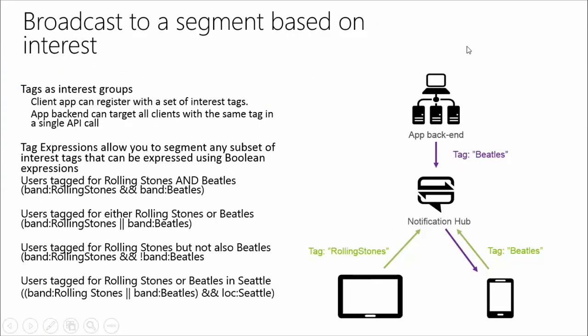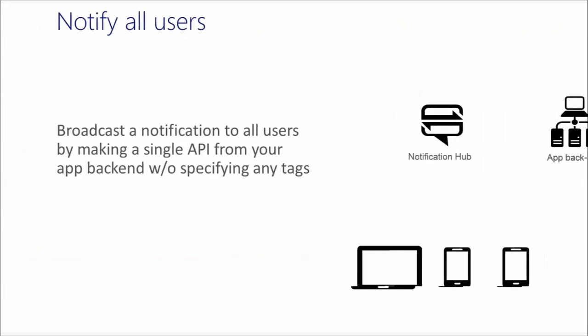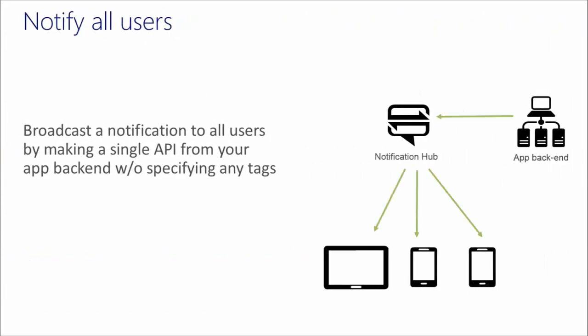Here's a particular scenario where we want to broadcast to a segment based upon interest. So people are registering and saying, I'm interested in the tag Rolling Stones, for example. When the backend has some information about that, the notification hub says, well, who's interested at this point in the Rolling Stones or in the Beatles? And it's pushed to their machine based on the tag. In some situations, I may want to notify all users. So again, you can make a single API call from the back end. The notification hub says, okay, I'm going to notify everyone, and it's all pushed.